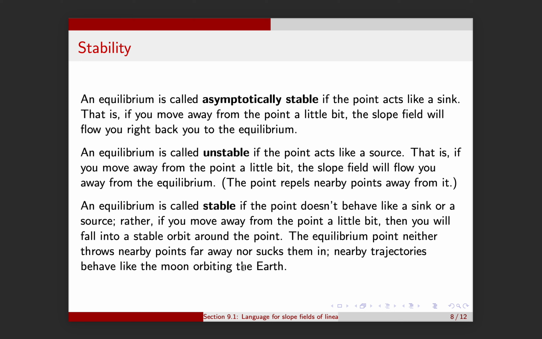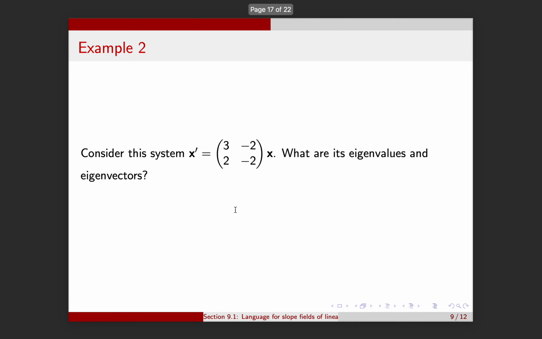Hopefully, the moon also doesn't shoot away from the Earth. It's just kind of stably respecting its distance from the Earth. That's what a stable equilibrium would look like. So I'll show you an example like that in a second.